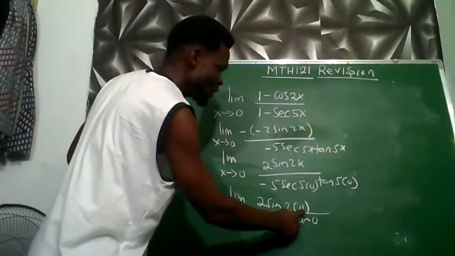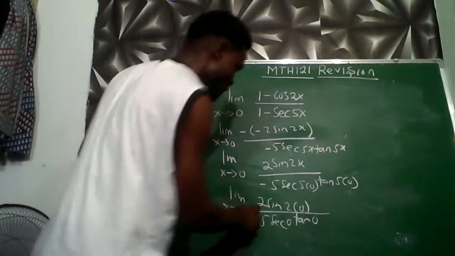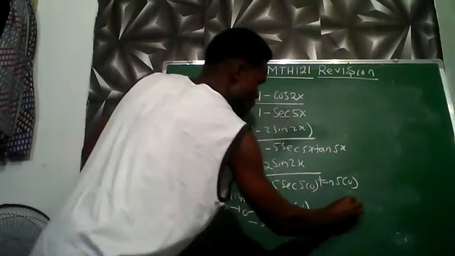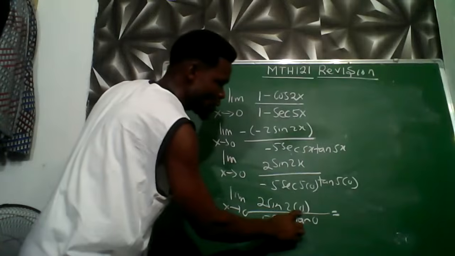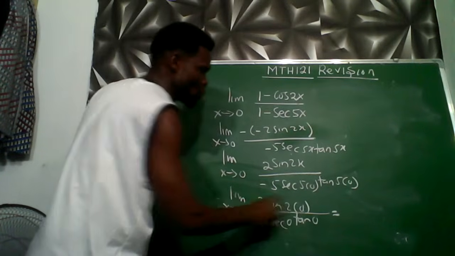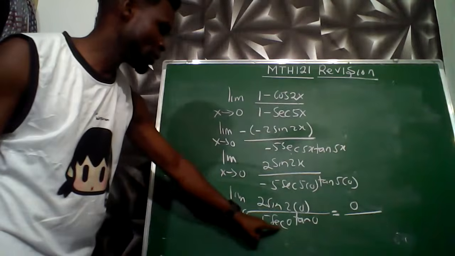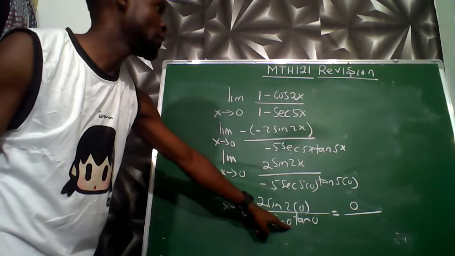So 2 times 0 is 0. Sine 0 is 0. Please don't forget, 2 times 0 is 0, then sine 0 is 0. 0 times 2 is 0, all over. Now, sec 0.